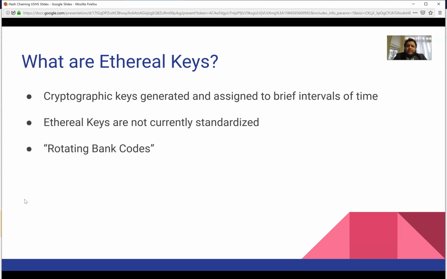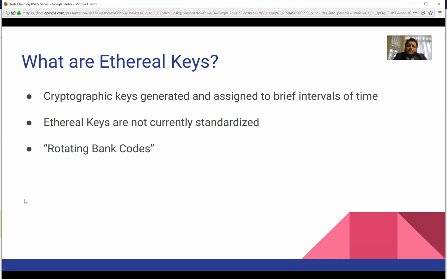In short, an ephemeral key is a cryptographic key that is generated and assigned to brief intervals of time. A cryptographic key is more or less a lengthy password that, when used with a message you wish to encrypt, changes the message from plain text, which is readable data, to ciphertext, which is encrypted and unreadable data. In addition, ephemeral keys are not currently standardized. However, there are a few concepts that all ephemeral keys share, such as being time-sensitive.